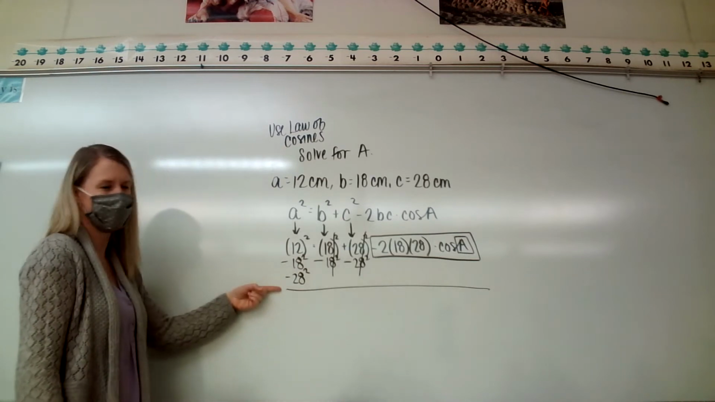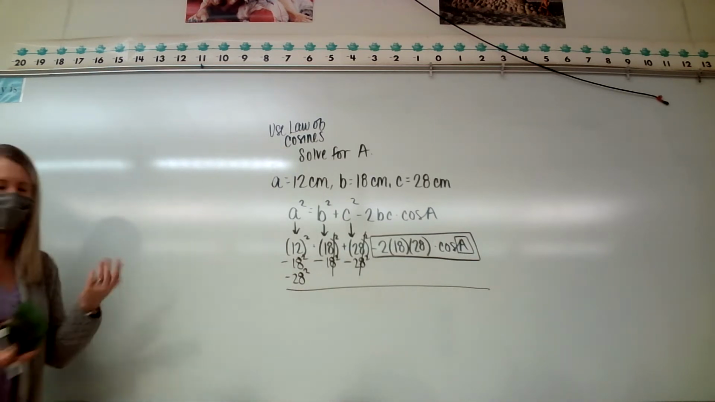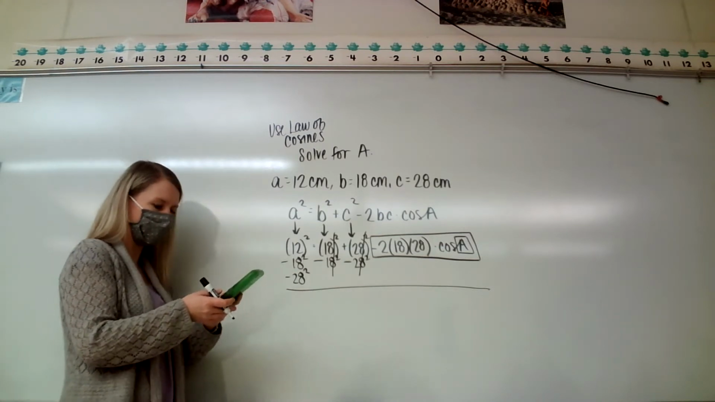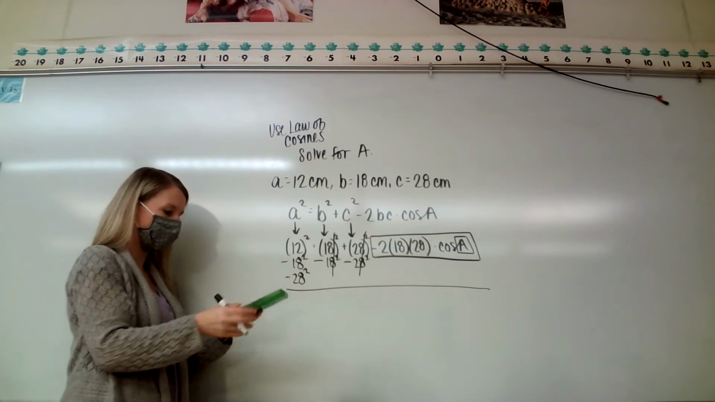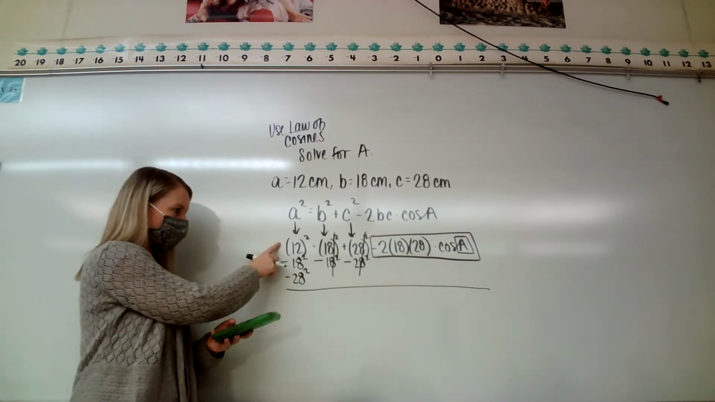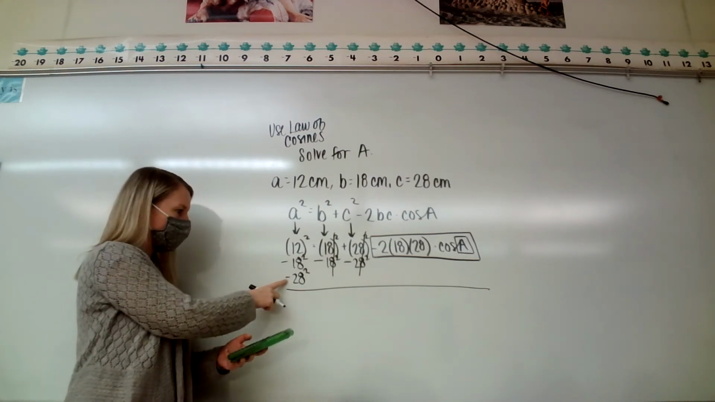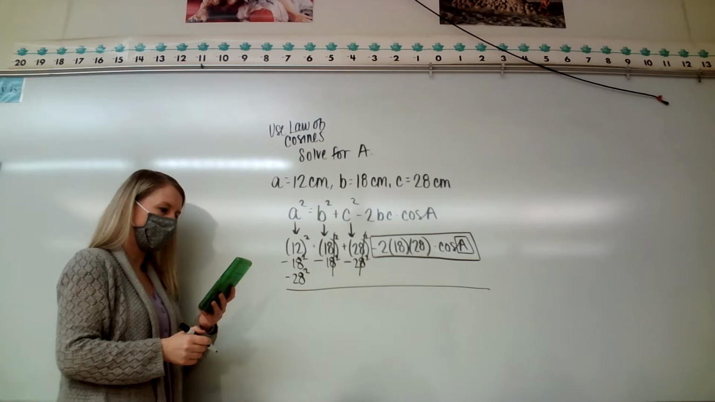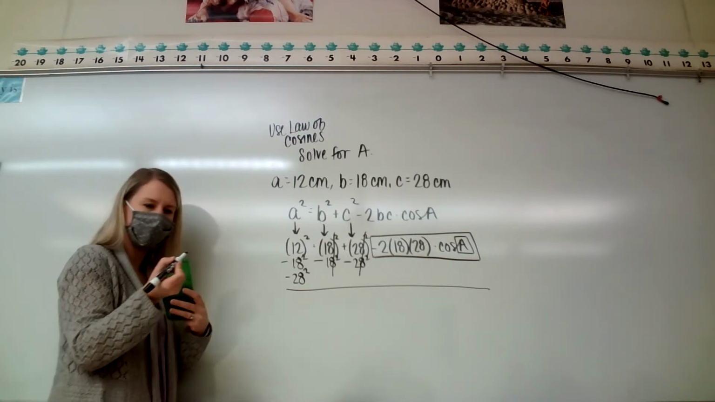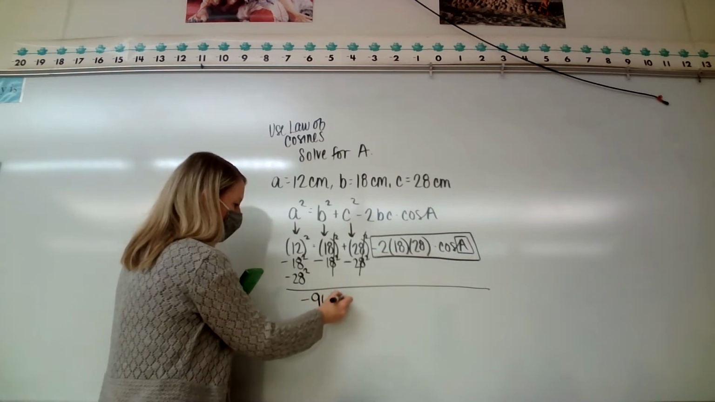And then I just do that part in my calculator. You can square all of them and then find them and then subtract them, but I find it easier, or just like less writing, this way. So I just throw in my calculator 12 squared minus 18 squared minus 28 squared. And that gives me negative 964. Okay, good stuff. Equals.